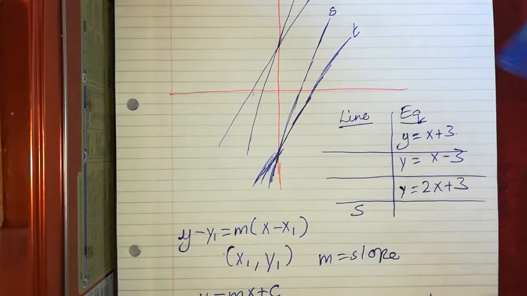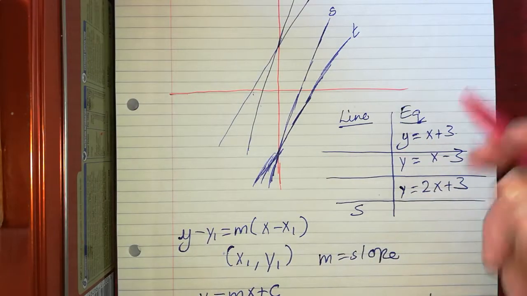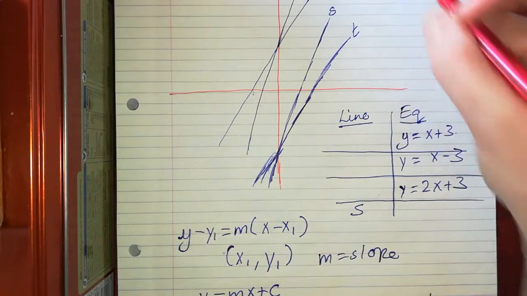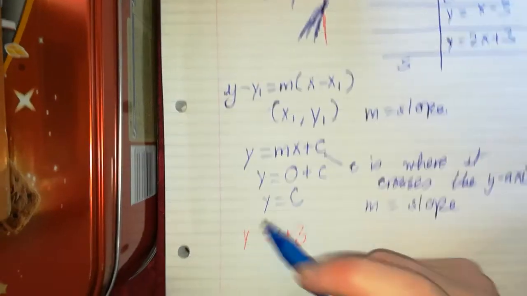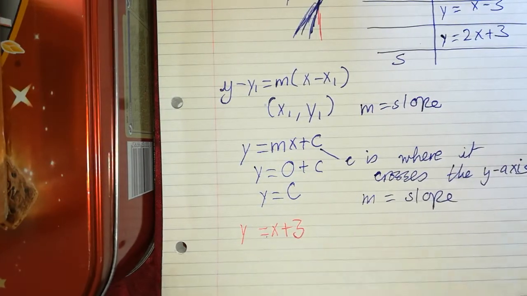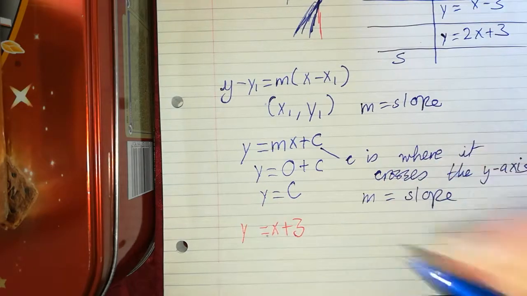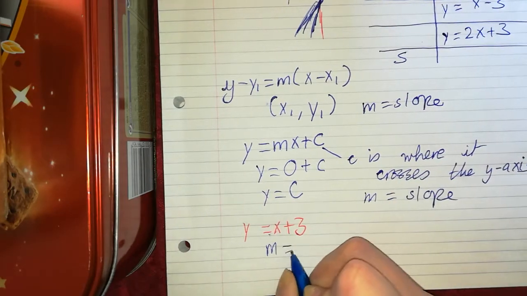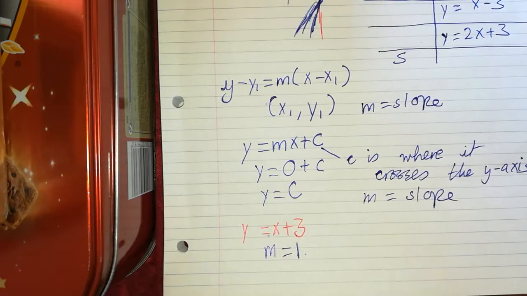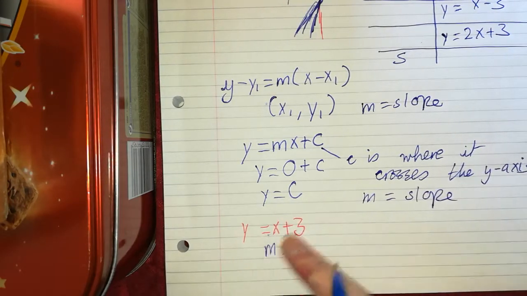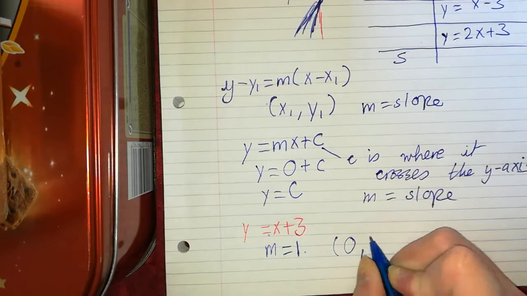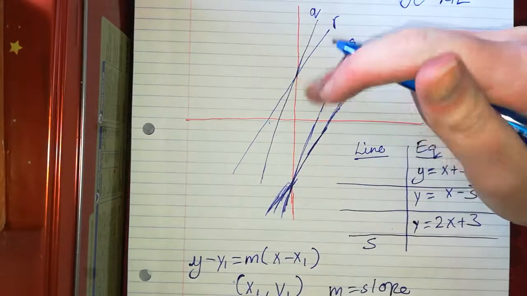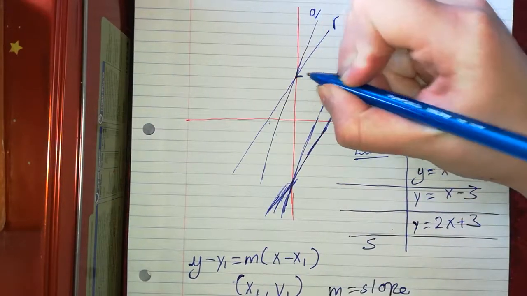So looking at these lines, if one is in the form y equals mx plus c, there should be something attached to the x. If we were to write y is equal to x plus 3, there's nothing clearly attached to the x, so that means it's just 1x. So m is equal to 1, and m is the slope, so the slope is equal to 1. The point where it crosses the axis is going to be (0, 3), and there's only one point where lines cross the positive y-axis, so this point here must be 3.